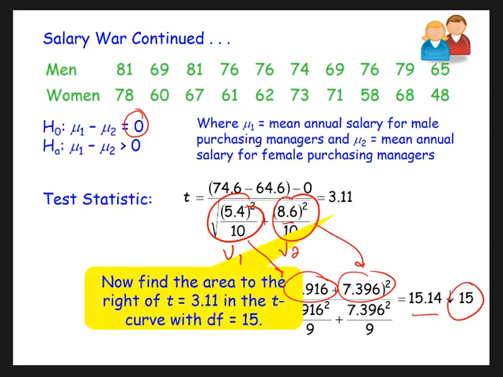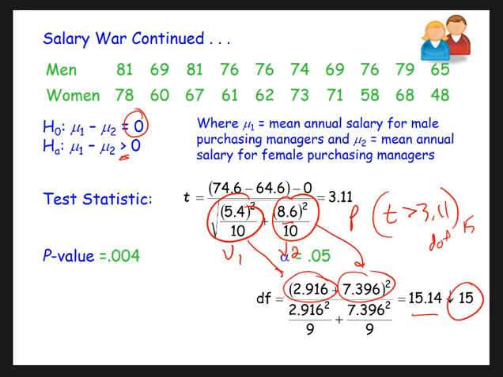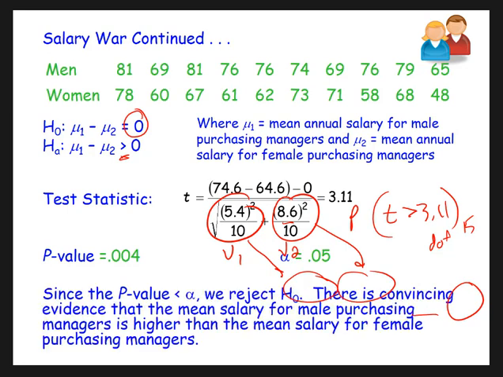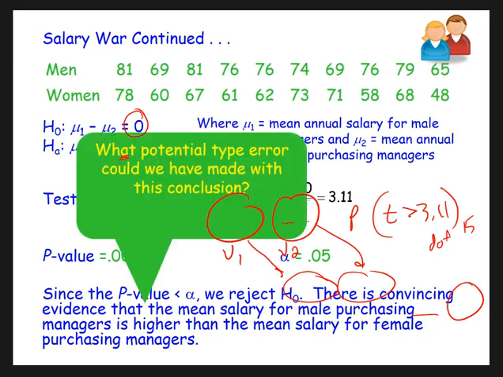So we are looking up this probability, where the alternative is greater than. So we want to find the probability of T being greater than 3.11 with 15 degrees of freedom. And we get a p-value of 0.004. So that is less than alpha of 0.05. So we would reject H0 and say that this sample does seem to indicate that there is a difference, that men are paid more than women in that field.